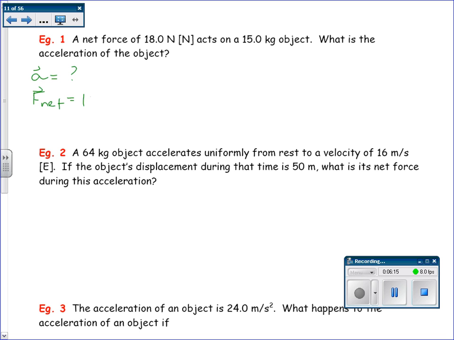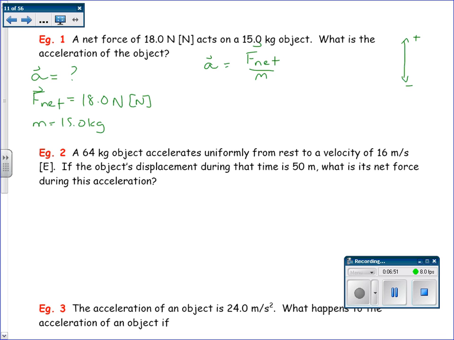So F net is 18.0 newtons north, and the mass of the object is 15.0 kilograms. And we'll make north positive and south negative. When we're just solving simple questions like this, where we're just using a single equation, we don't have to worry about a free body diagram. We have the net force. We don't have to find the net force. If we're trying to find the net force from a bunch of other forces, then we do have to include a free body diagram. But in this case, we're just using acceleration as F net over mass.